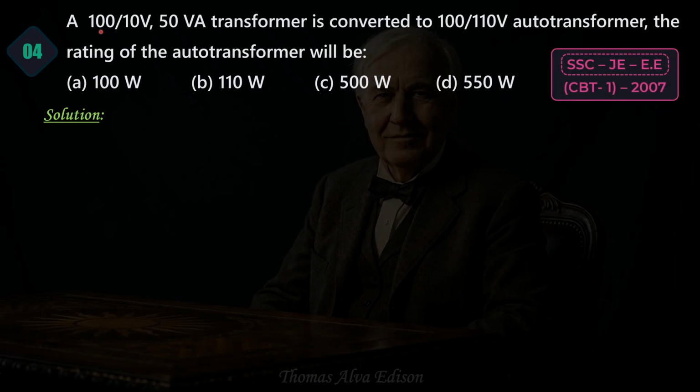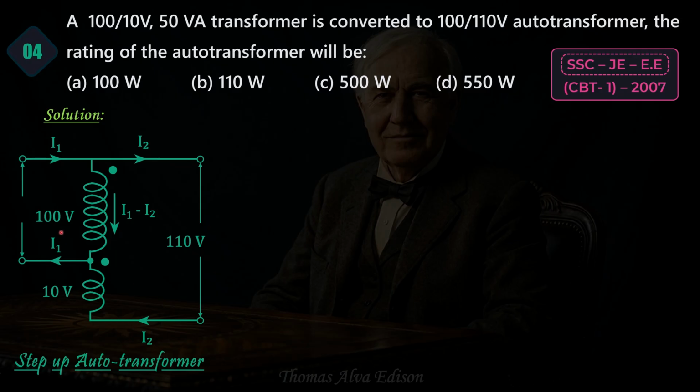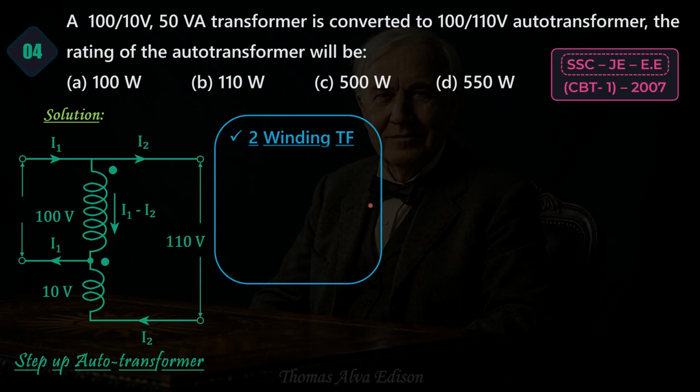Here, two winding transformer is converted into auto transformer having primary voltage 100 volt and output voltage of 110 volt. That means it is a step up auto transformer. Now when we convert two winding transformer into an auto transformer, the voltage across the winding and current through it remains unchanged to keep the temperature constant.